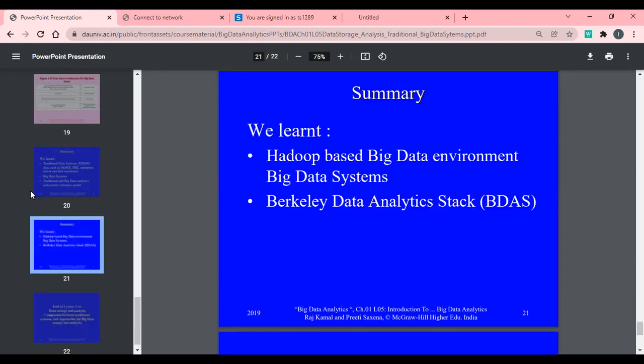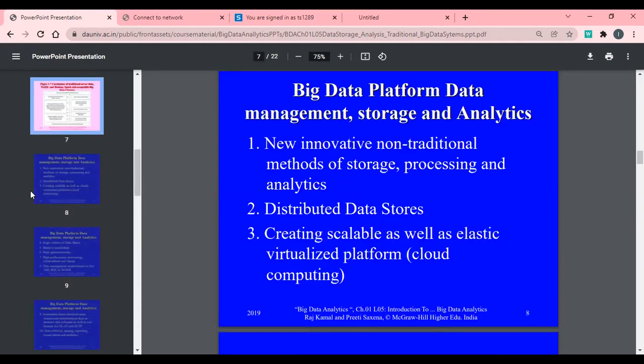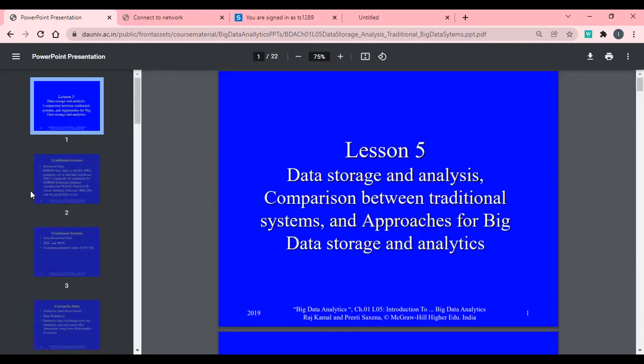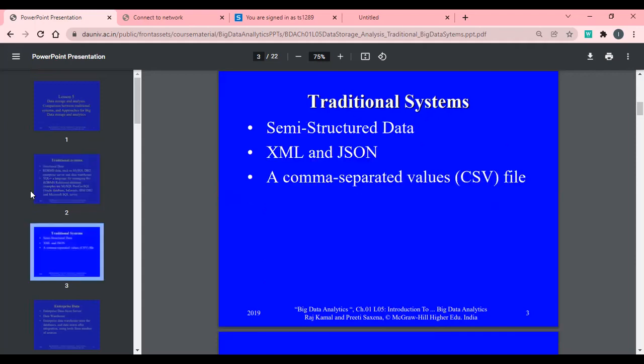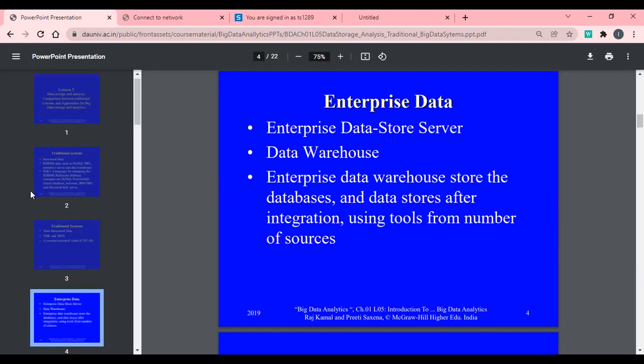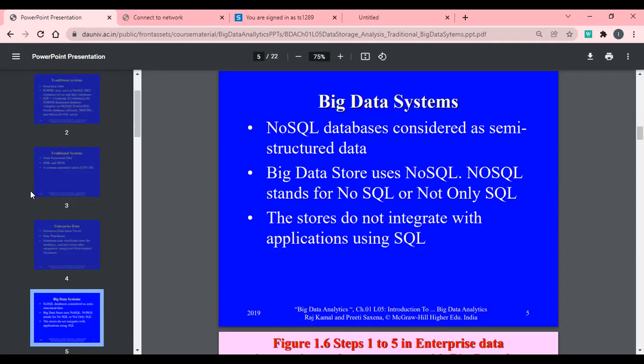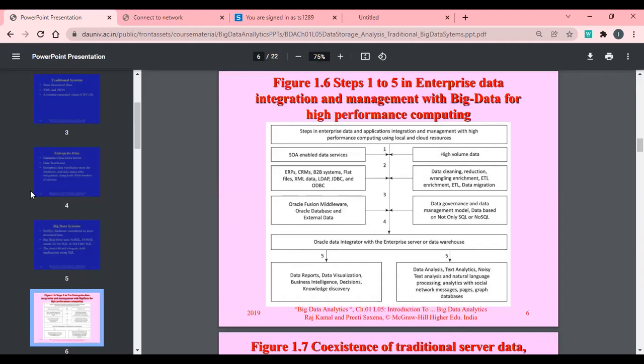So finally, one time we go through all the slides, and mainly focus on data management systems in big data. In this topic, we are going to compare the traditional methodologies and big data management systems. In traditional methodologies, SQL methodologies and MySQL databases are used. But in non-traditional methodologies, semi-structured databases are used. Enterprise data warehousing is used for traditional methods. But big data systems use NoSQL. They are used for high performance enterprise data integration management with big data, for high performance computing.